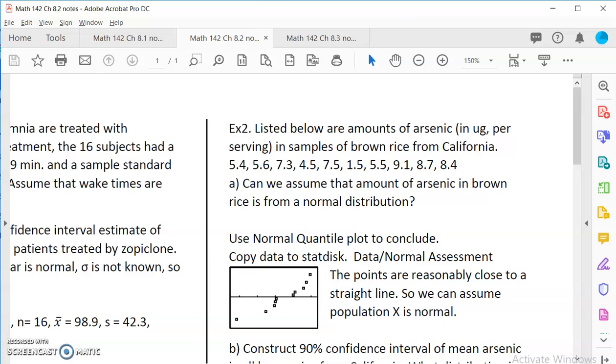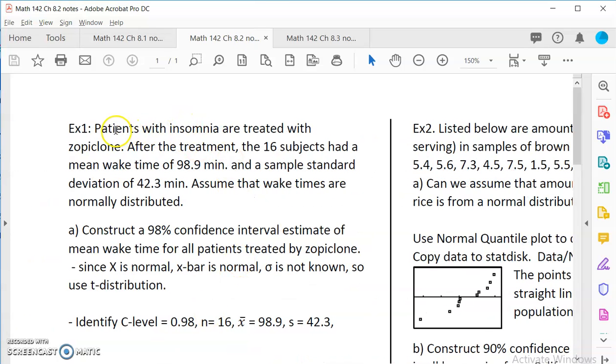In 8.2, example 1. Patients with insomnia are treated with zopiclone. I don't know what it is, it's like a prescription. After the treatment, the 16 subjects had a mean wake time of 98.9 minutes. So maybe they don't sleep very well. They wake up for 1.5 hours during the night, and a sample standard deviation of 42.3 minutes. So if you suffer from insomnia, you would wake up a lot.